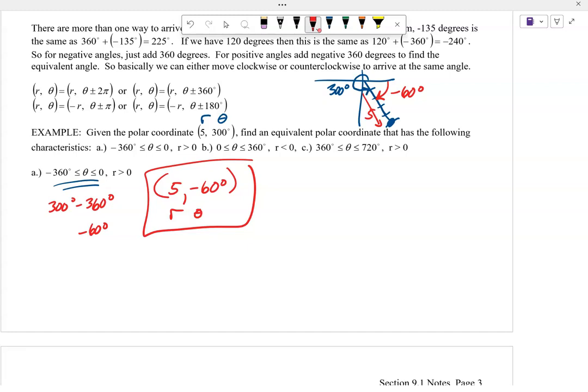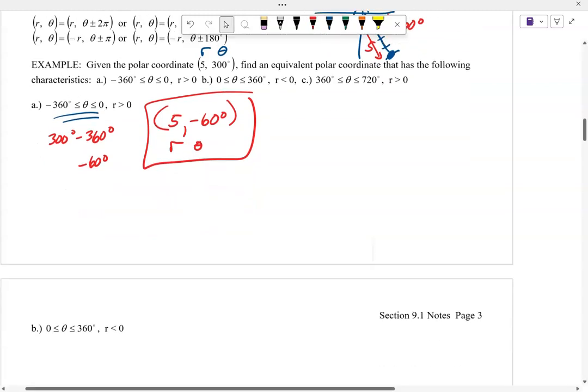You know, with a rectangular coordinate system, those are unique points. They're not unique in polar coordinates. So let's do part B now.